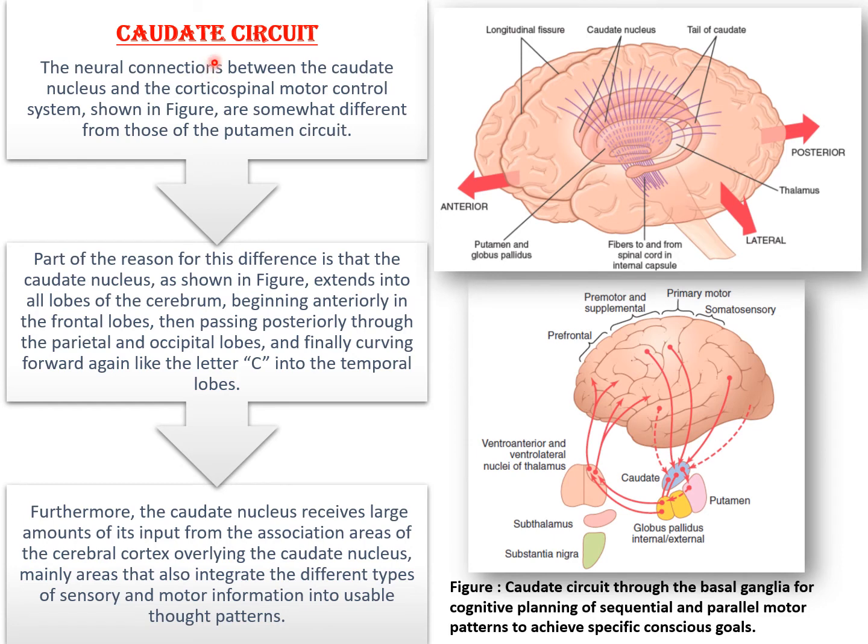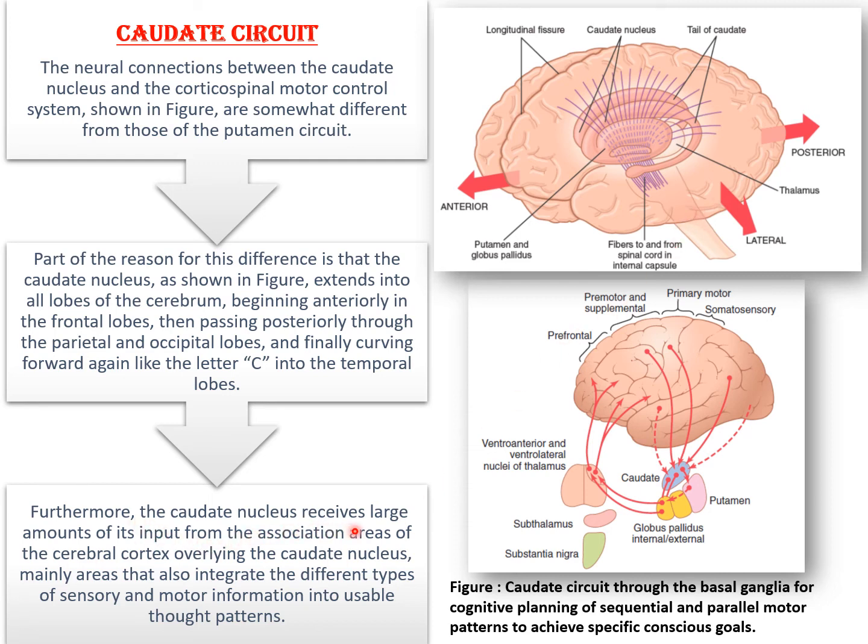Now about the caudate circuit. The neural connections between the caudate nucleus and the corticospinal motor control system, as shown in the figure, are somewhat different from those of the putamen circuit. Part of the reason for this difference is that the caudate nucleus, as shown in this figure, extends through all the lobes of the cerebrum, beginning anteriorly in the frontal lobe, then passing posteriorly through the parietal and occipital lobes, and finally curving forward again like the letter C into the temporal lobe.